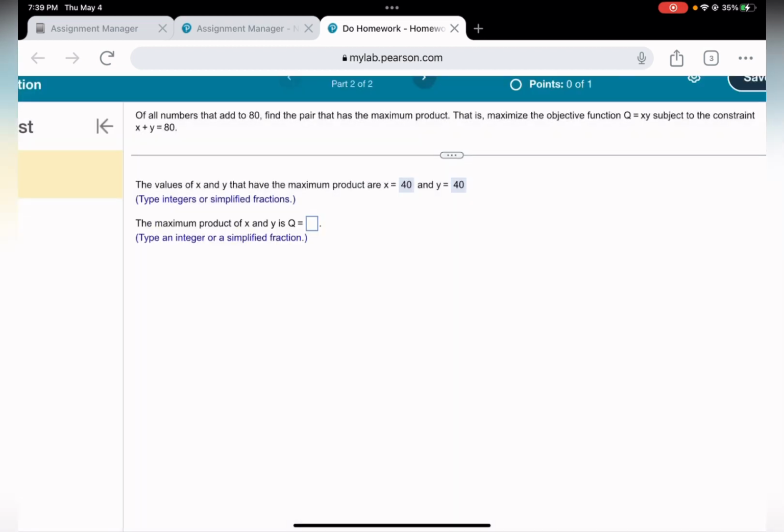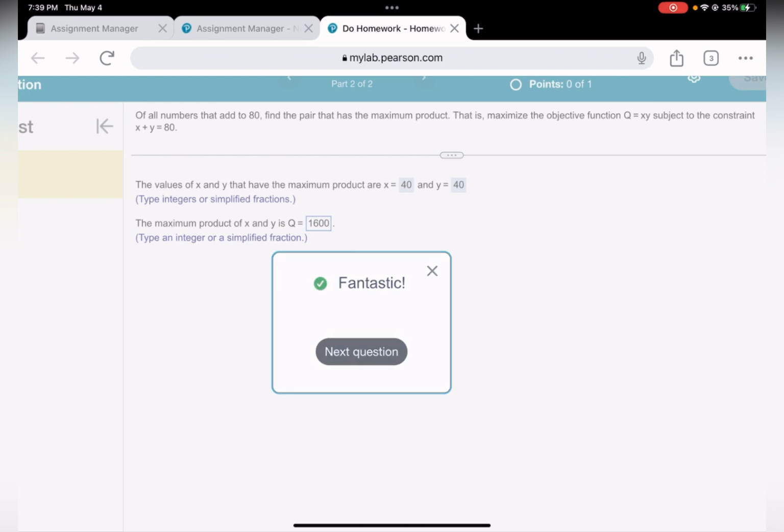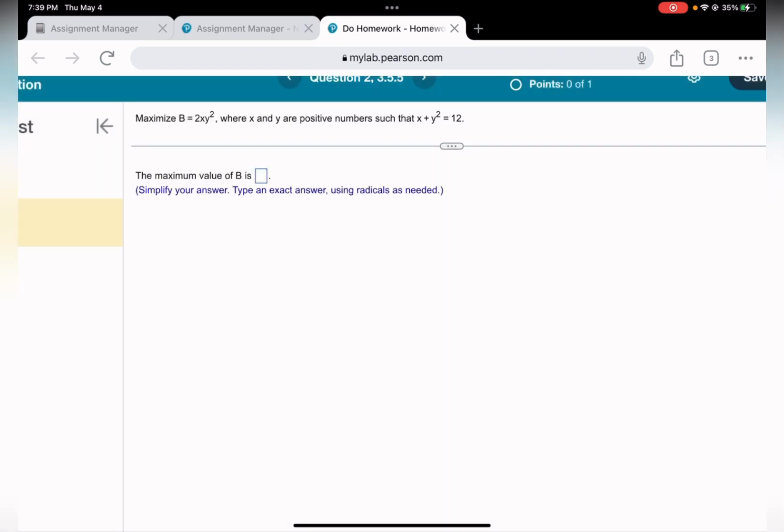Nice work. And the maximum of the product is going to be 1600. Fantastic. Moving to the next question, which is going to be exactly the same way, very similar.